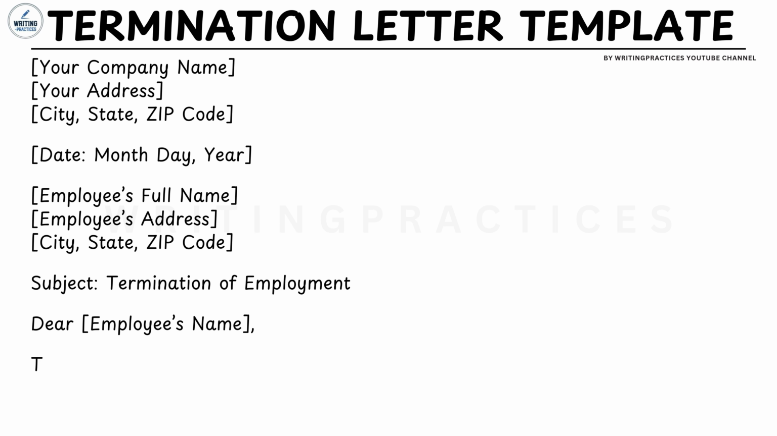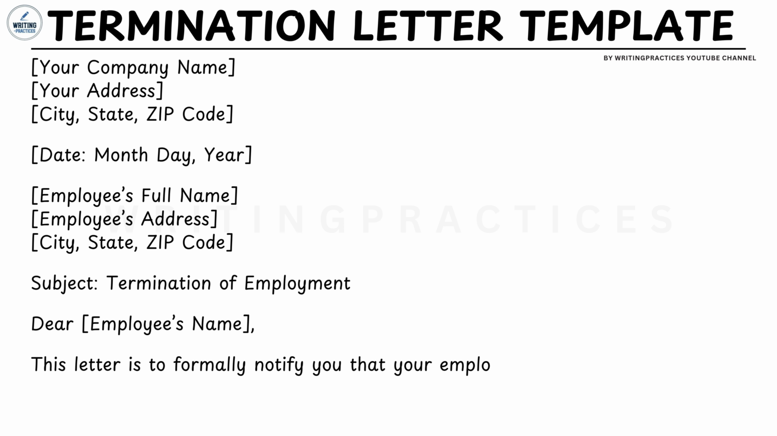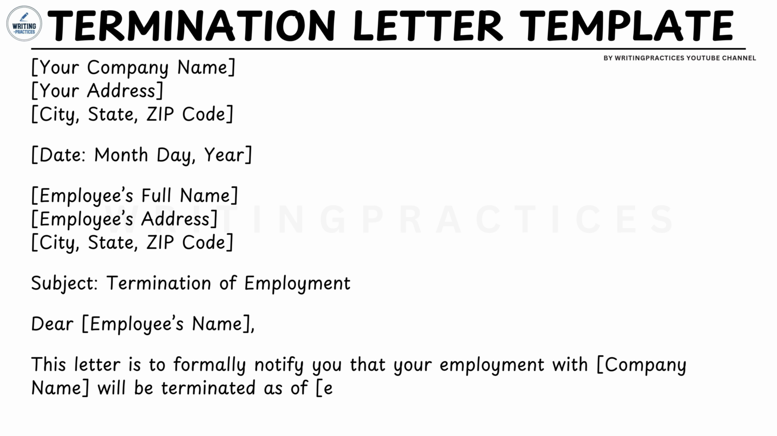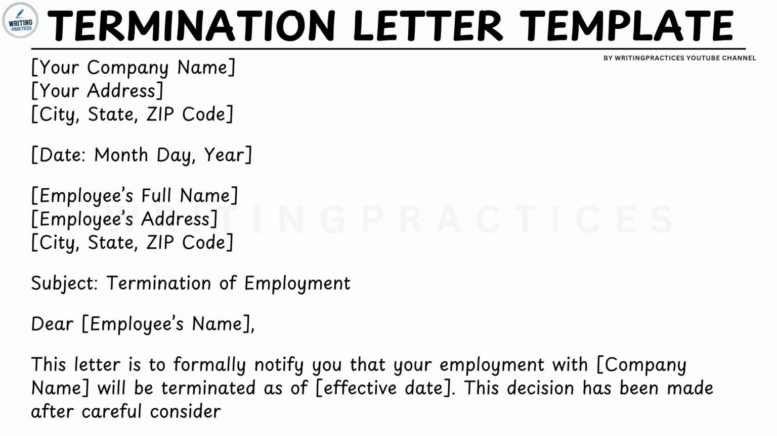Opening paragraph, delivering the key message. In the opening paragraph, clearly state the purpose of the letter, the termination of employment. For example, this letter is to formally notify you that your employment with company name will be terminated as of effective date. This decision has been made after careful consideration and is final. This direct approach ensures the recipient understands the main point right away. It's important to avoid unnecessary details in this section to keep it concise and professional.